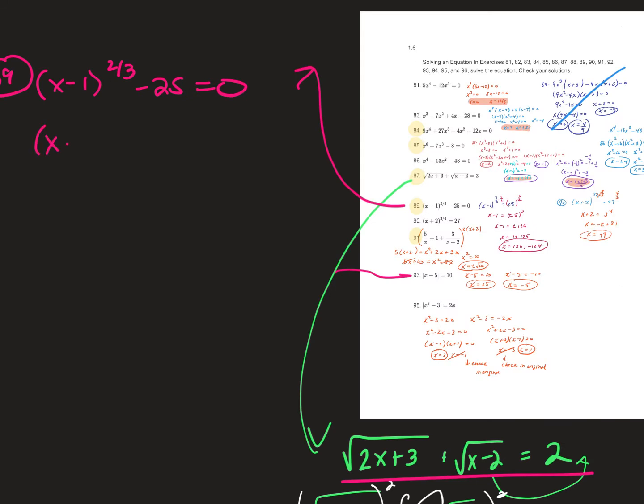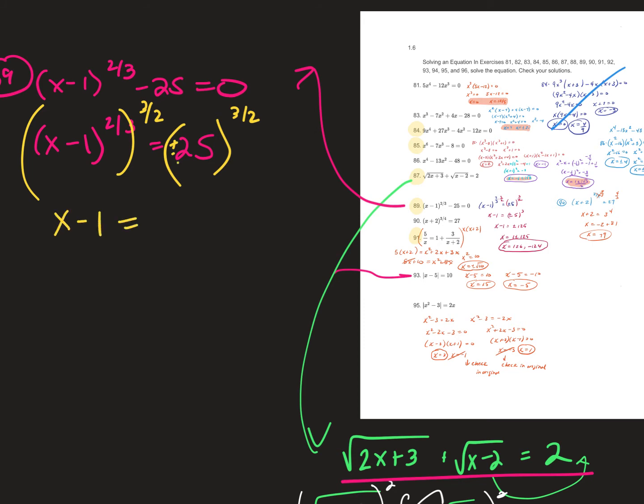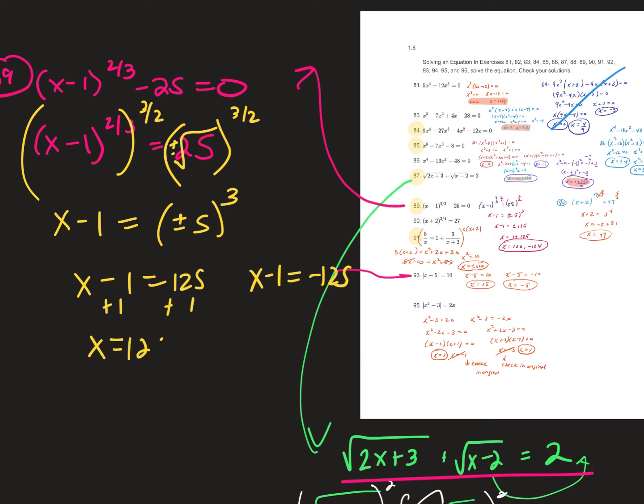Okay, so 89, if I move the 25 to the other side. Now to get rid of a 2/3, I have to raise it to the 3 halves. And this is that case where I am technically square rooting that, so this has to be a plus and minus. So I get x minus 1 equals plus and minus the square root of 25, so I get plus and minus 5 cubed. X minus 1 equals positive 5 cubed, which is 125, and x minus 1 equals negative 5 cubed, which is negative 125. Add the 1, and x equals negative 124.